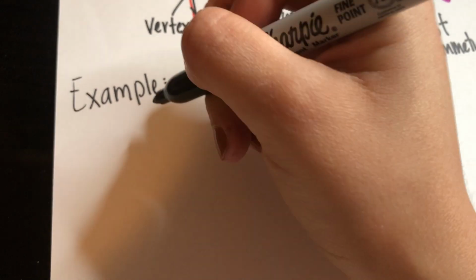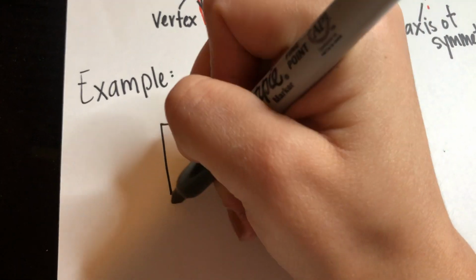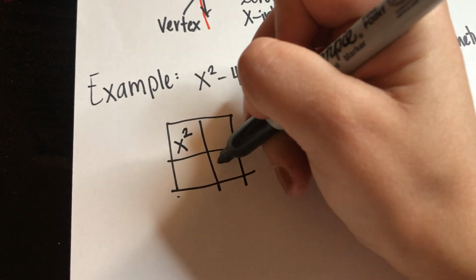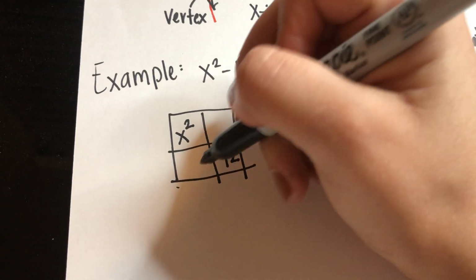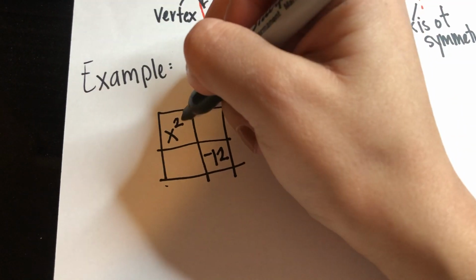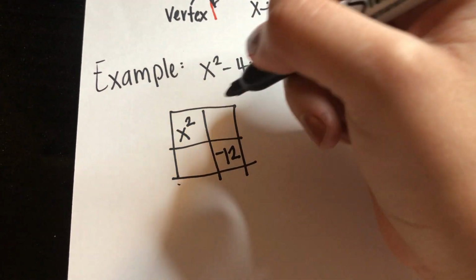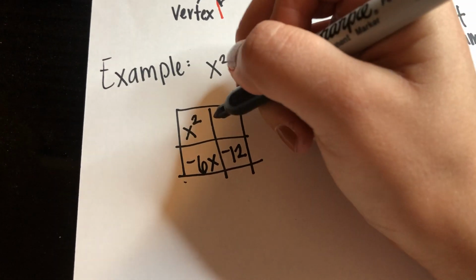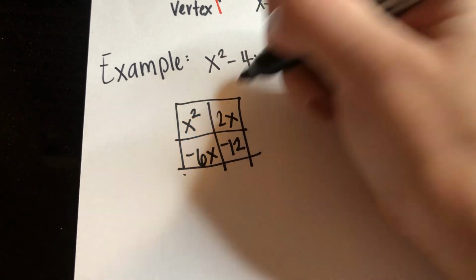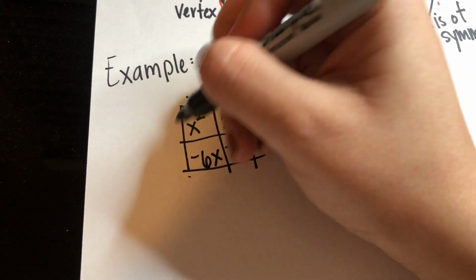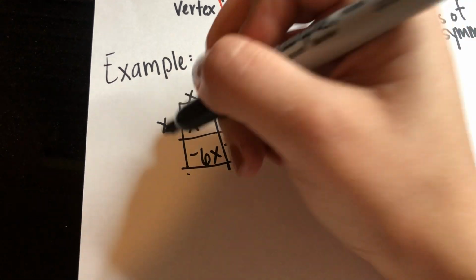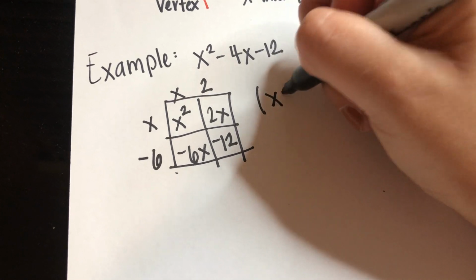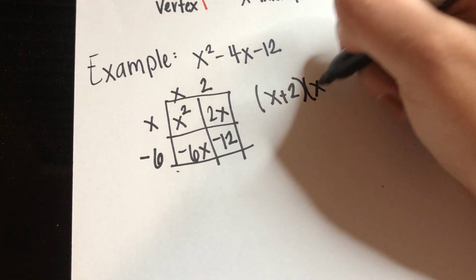So again, remember, we have to place it in our generic rectangle. X squared, negative 12, combination right here. So I know that negative 6 and positive 2 would work. And so x times x, and 2, negative 6. Okay. So now I have my factors, x plus 2, x minus 6.